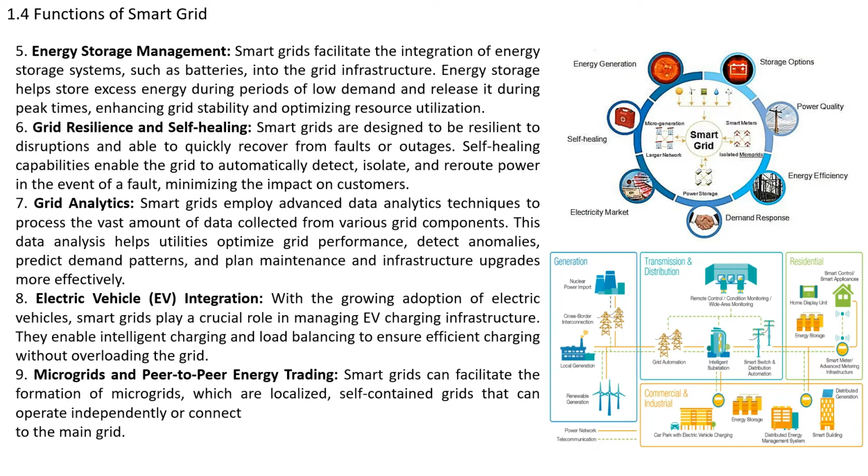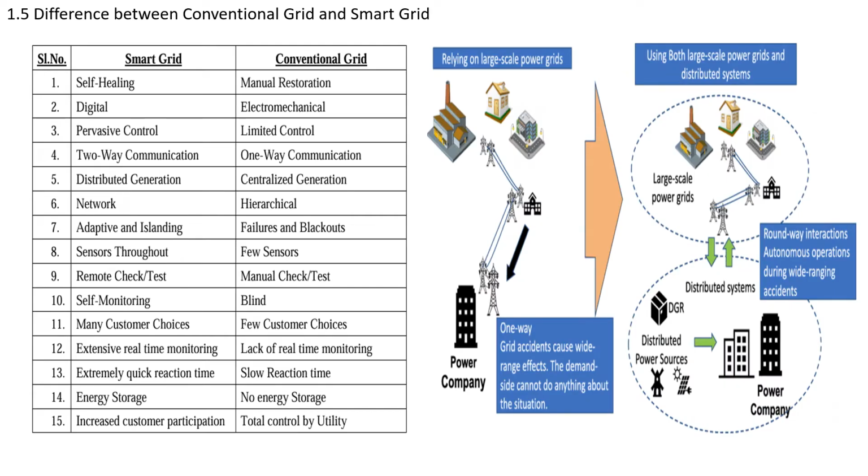And the last function of smart grid is we can also integrate decentralized power systems like microgrids. Smart grids can facilitate the formation of microgrids, which are more localized. They consist of local sources and local loads that can operate independently or connect to the main grid.